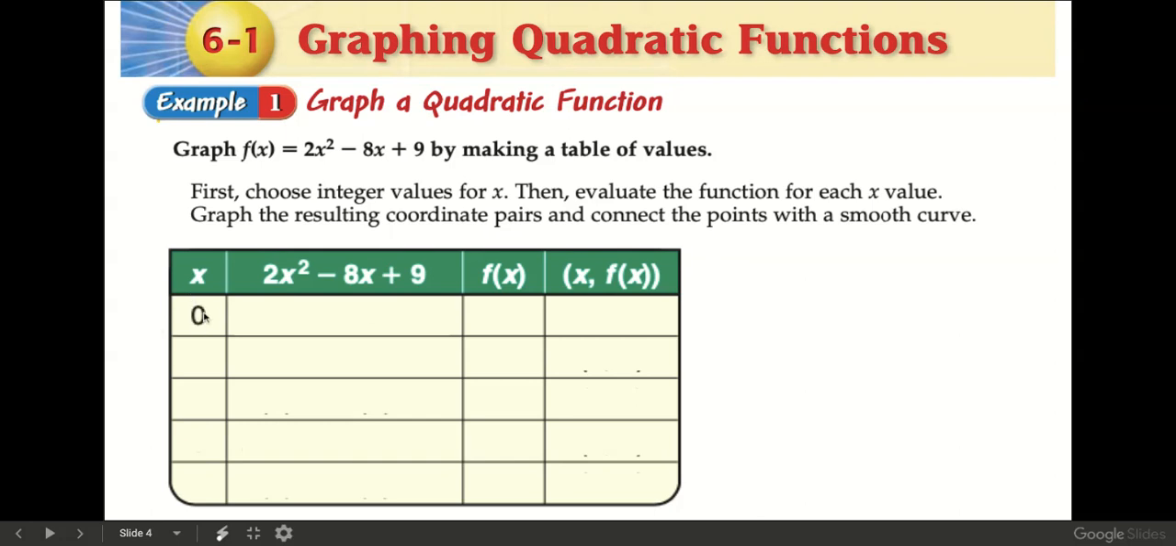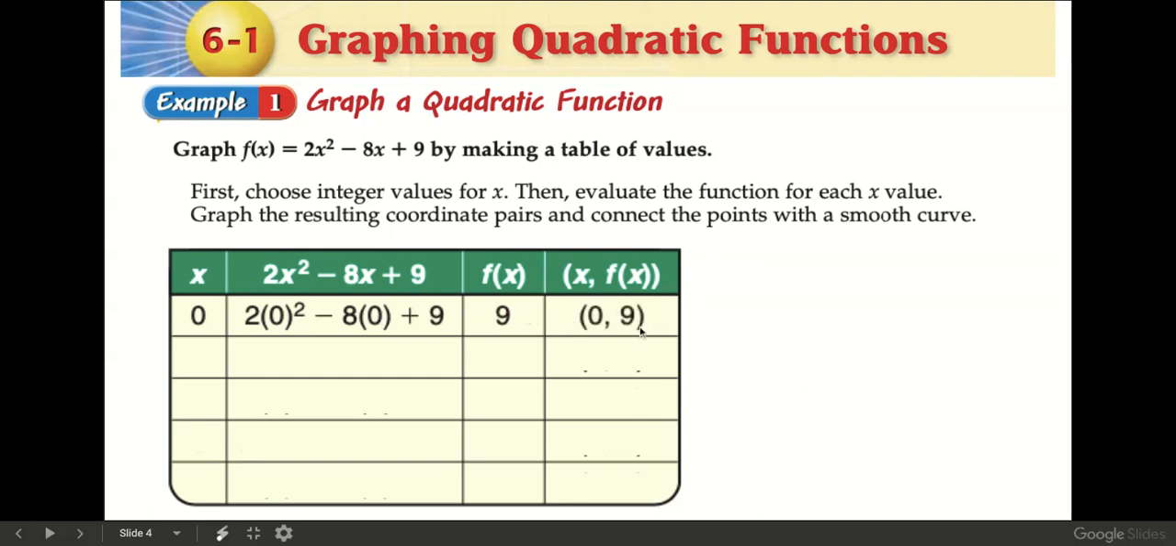So if I selected 0 as an x value, and substituted in for all the x's, once I calculate this out, it will equal 9, because 0 squared is 0 times 2 is 0, 8 times 0 is 0, all that stuff, plus 9 is just 9.